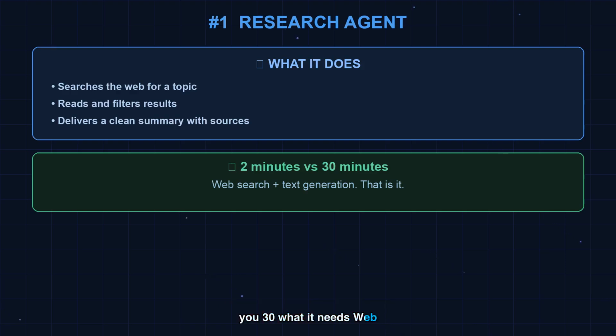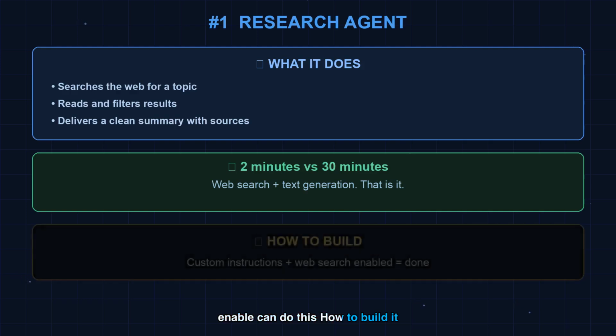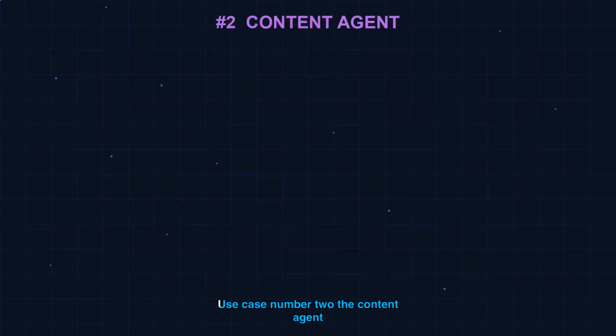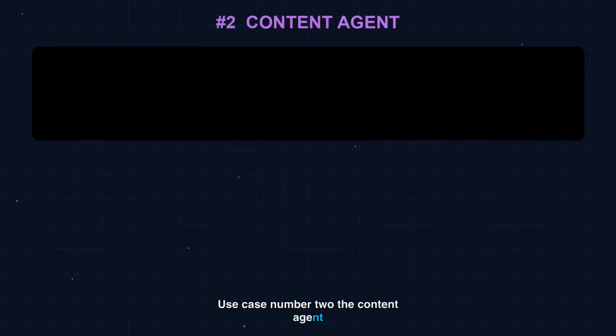What it needs: web search access and text generation. That is it. Any AI assistant with browsing enabled can do this. How to build it: set up custom instructions that say, when given a topic, find 5 relevant sources, summarize each one, and provide a synthesis paragraph, enable web search. Done. I covered this step by step in my last video, so check that out if you have not built one yet.